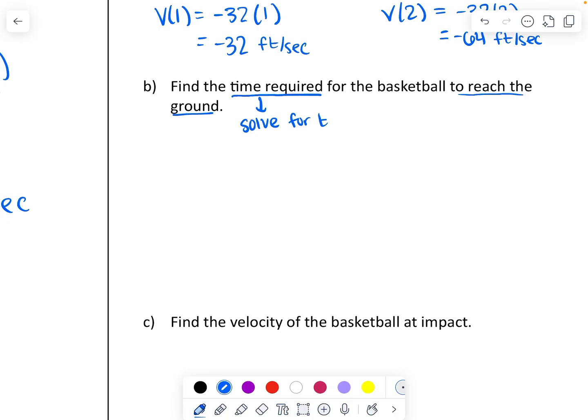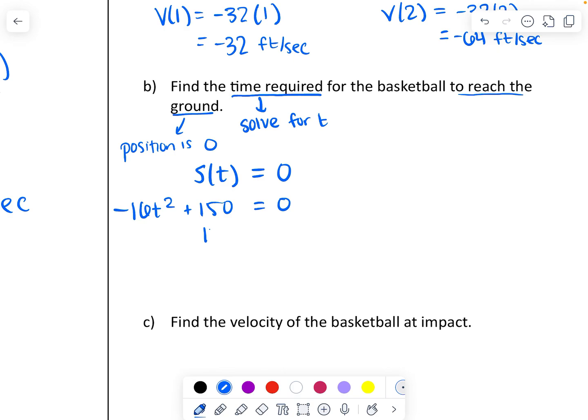Okay, reach the ground means that the position is 0, because the position is representing the height off the ground. So if it's on the ground, the position is 0. So we need to solve for t when the position is 0. In other words, take your position function and set it equal to 0. So I'm taking my position function and I'm setting it equal to 0, and I'm solving.